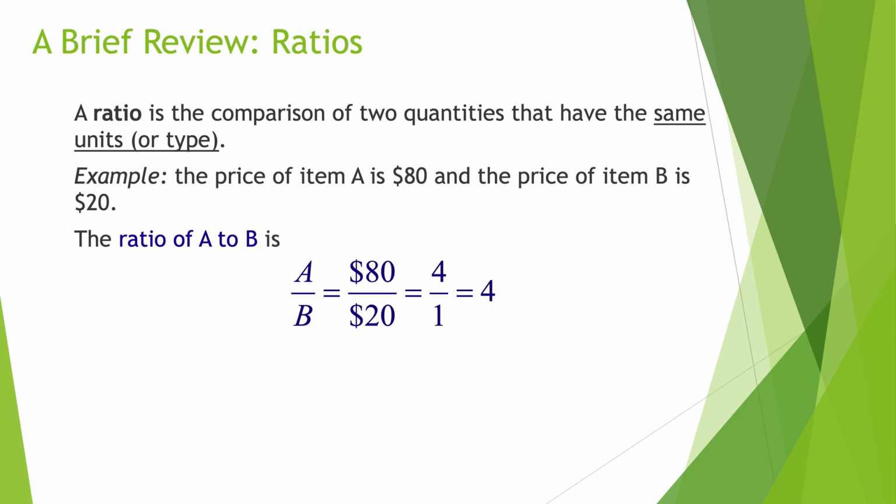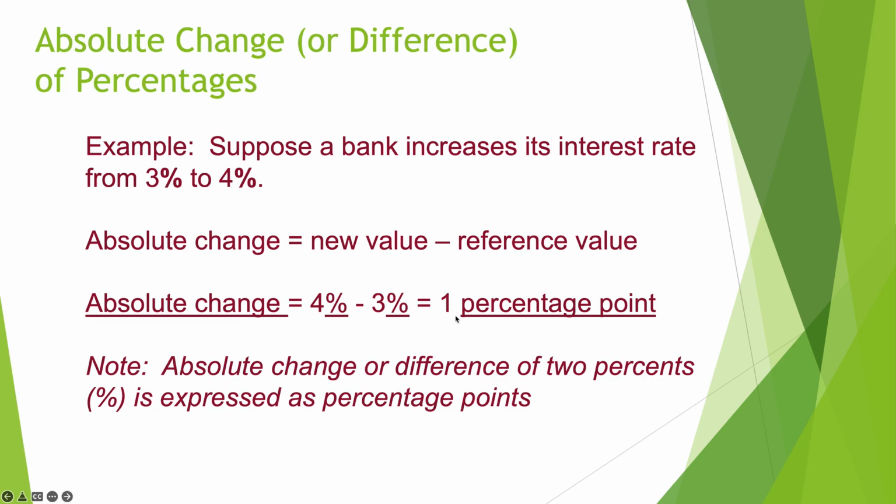Now we get into a quick little review, a very brief review on ratios. Ratio is a comparison between two quantities, but they have to have the same units or type. Okay? So if we want to do the example of the price of item A is $80 and the price of item B is $20, you can do that. But you can't do $80 and 20 euros. Okay? We want to keep the same. In this case, dollar is the same. So the ratio of A to B is $80 to $20, which is 4 to 1, which means it's $4 to $1.